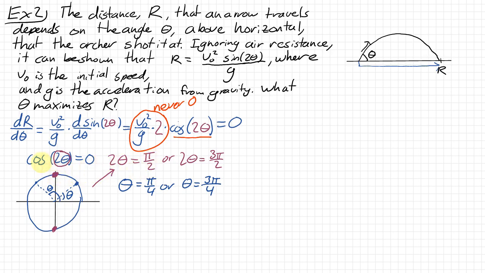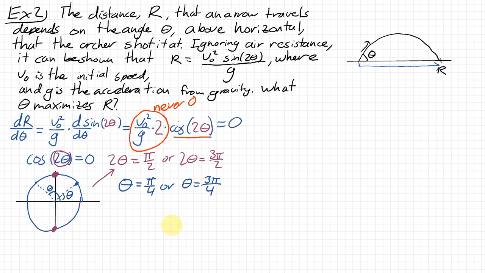That makes it so you're doing cosine of pi over 2. And then divide both sides by 2 to get theta is pi over 4. And then also, 2 theta could be 3 pi over 2 if you go around backwards this way. If you divide that by 2 to get theta, you find theta is 3 pi over 4. So these are both answers to this question.